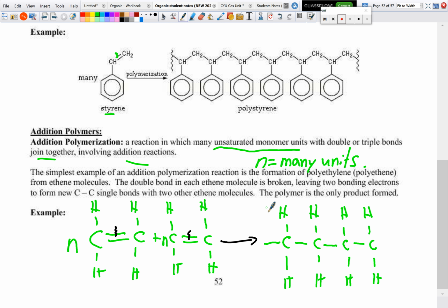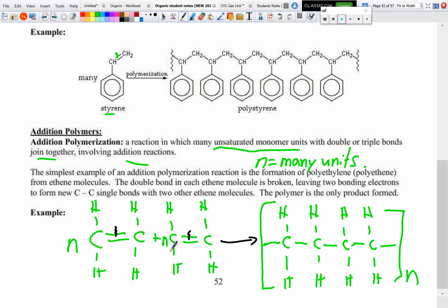But we're not going to keep drawing units. So what we're going to do is basically do a square bracket like this. So this is indicating that this reaction is going on. And same thing at the other end, we're going to close off with a square bracket and write a little n down at the bottom, saying that this is going to repeat over and over and over again. And this is how we get our addition polymerization coming together.